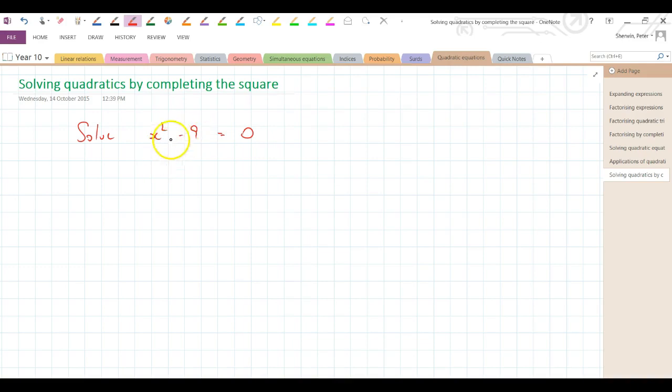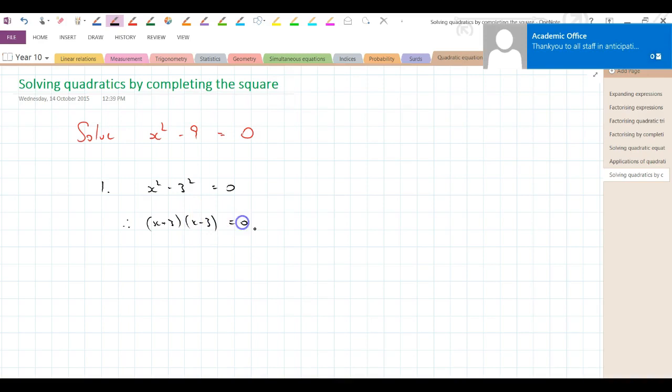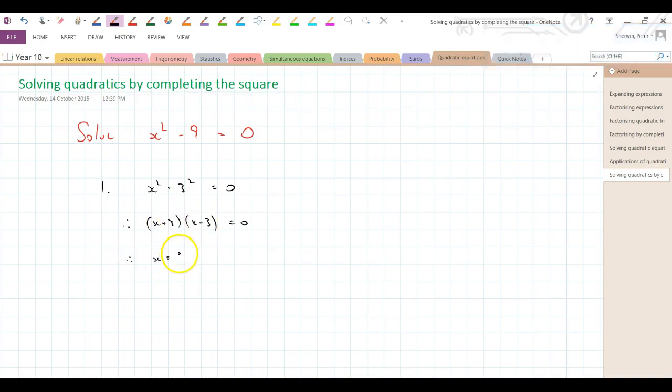So when we've got something like x squared minus 9 equals 0, we've got two options. Option 1 is that we treat it like a difference of two squares. So we go x squared minus 3 squared equals 0. Therefore we factorize it to x plus 3, x minus 3. Hopefully you're getting used to the difference of two squares. Then we get a solution 3 or minus 3, and we can write that as plus or minus 3.